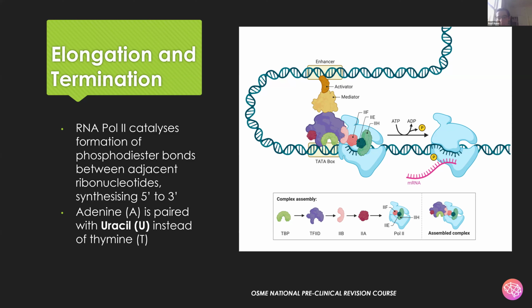Then termination is indicated by stop signals. These signals come actually from pre-mRNA processing. What you have then is destabilization of the newly synthesized RNA and the DNA template. This causes dissociation of the RNA from the DNA template and of RNA pol 2 from the RNA. And so the DNA strands then reform their double helix.